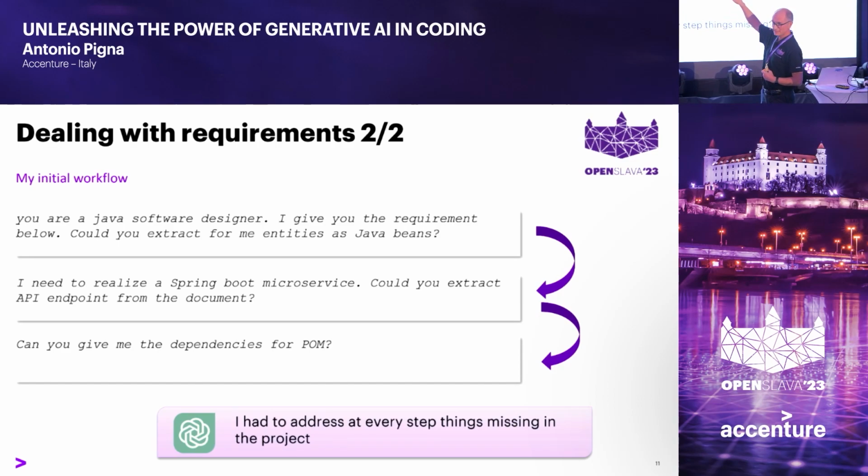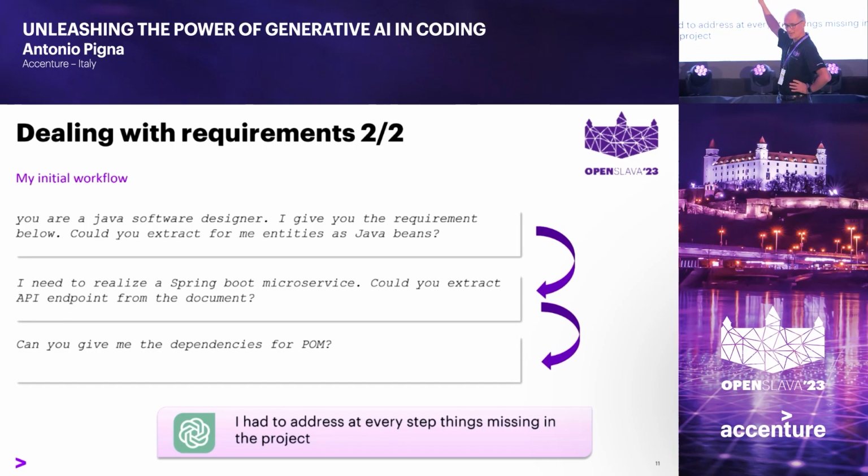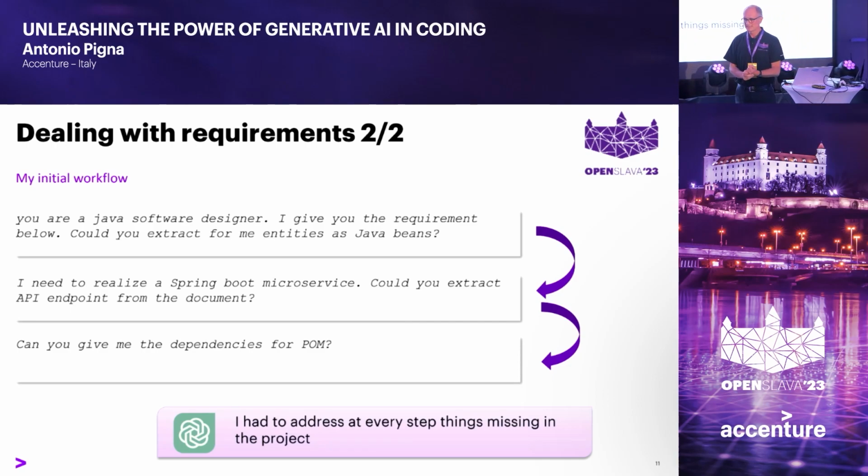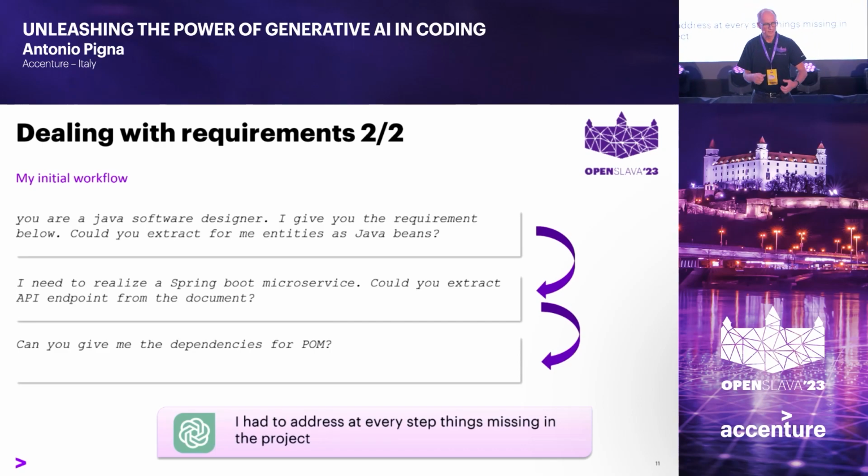My initial workflow is the first iteration, the second one, the third one, and every interaction I do with ChatGPT, since it has in memory all the information I previously generated, it is able to extract the next step: POM dependencies for the POM, H2 database if needed, etc. This is one way to proceed.